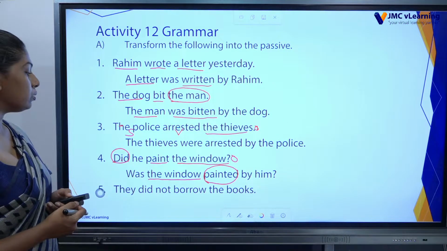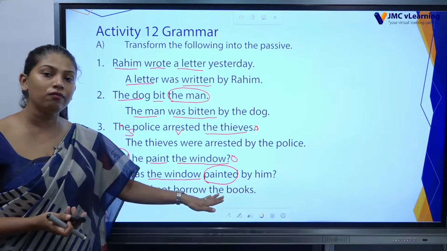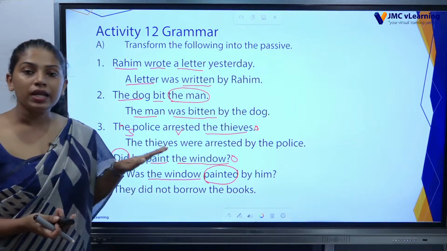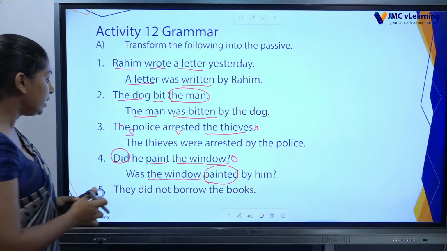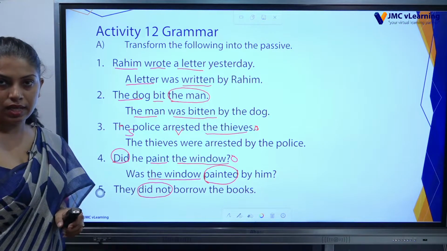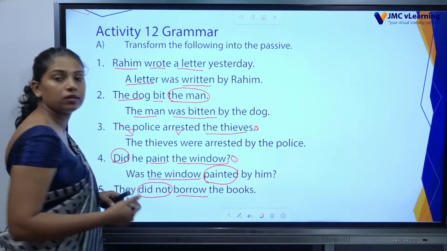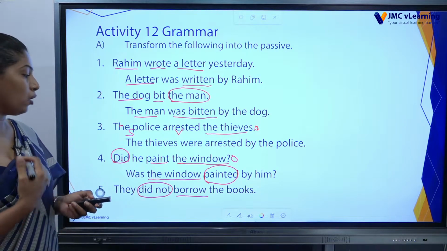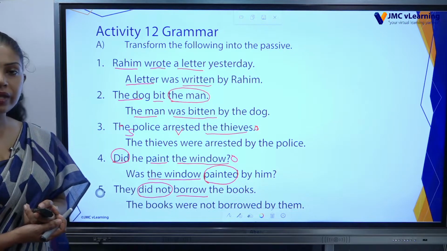They did not borrow the books. Again, you can see this is a negative form of past simple tense. This sentence is regarding a negative idea. They did not. Did not. That means past. They did not borrow the books. So, they did not borrow the books means we have to write the negative of this passive voice. So, we will see what is the answer for that.